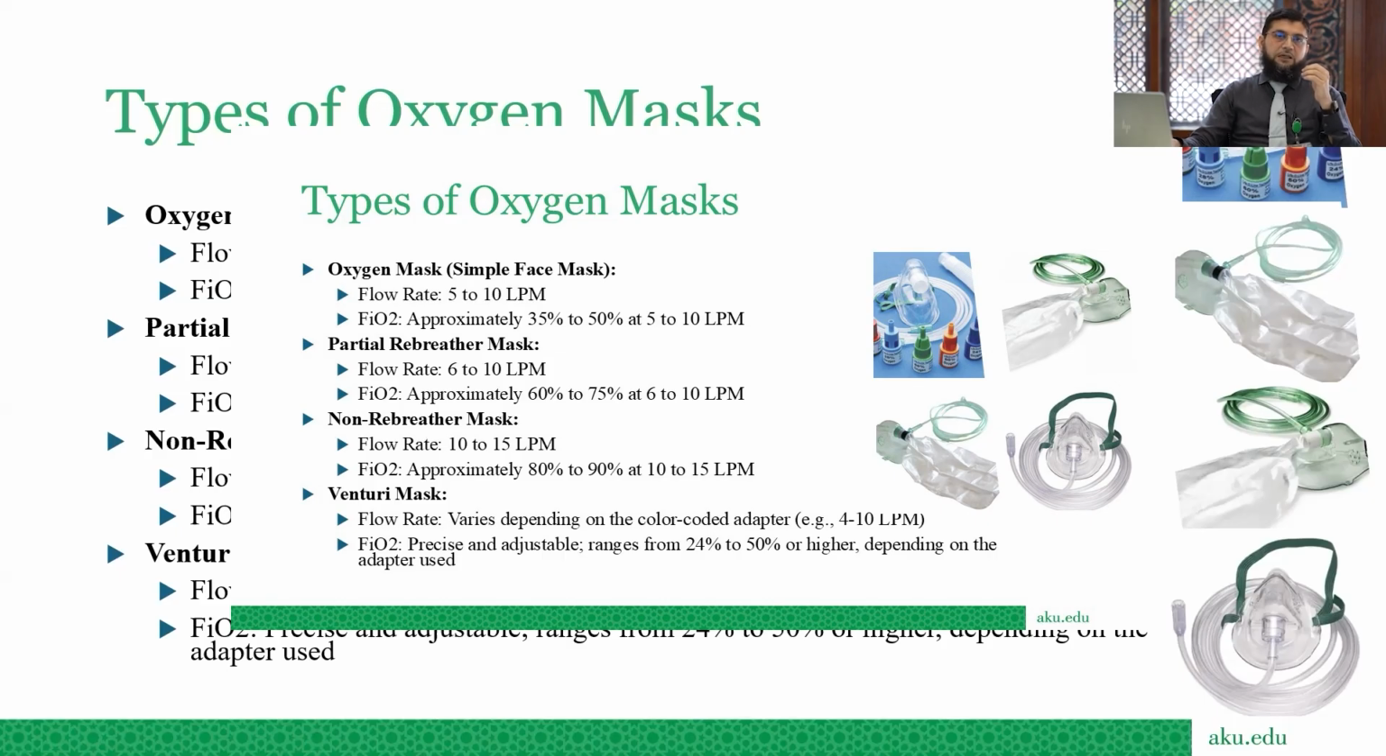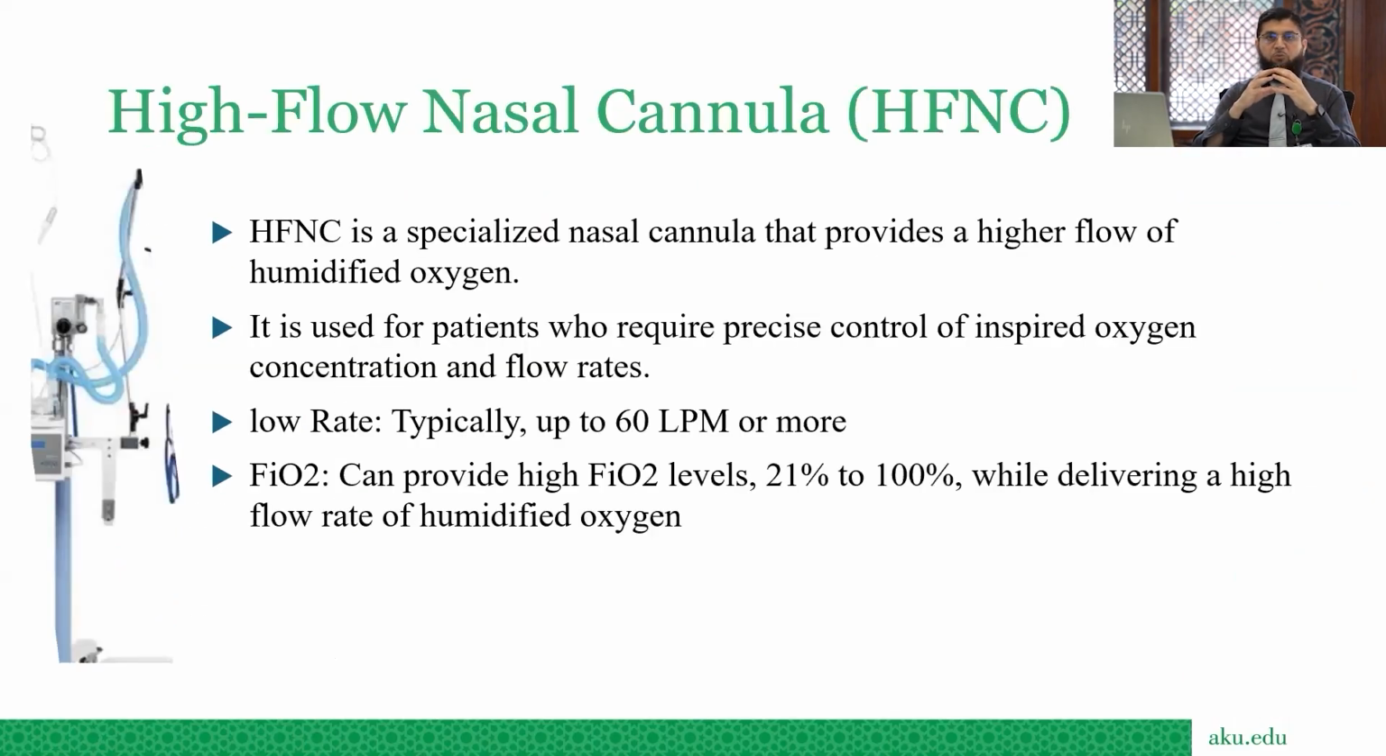Then the high flow nasal cannula, it is a specialized nasal cannula that provides a higher flow of humidified oxygen. It is used for patients who require precise control of inspired oxygen and flow rate. That is, you can give 21% oxygen in these patients as well with a flow rate up to 60 liters. FiO2 can be provided at a higher level at 100% and can be lower at 21% while delivering high flow rate of humidified oxygen.